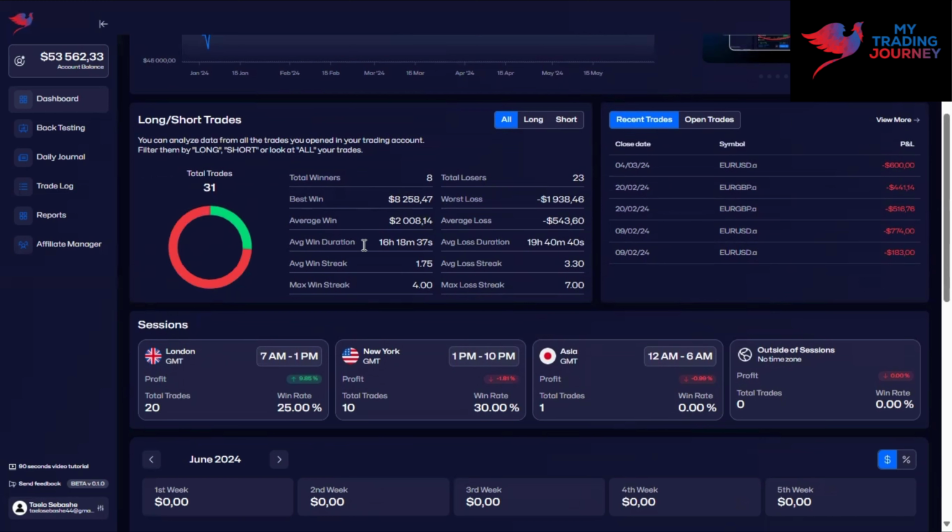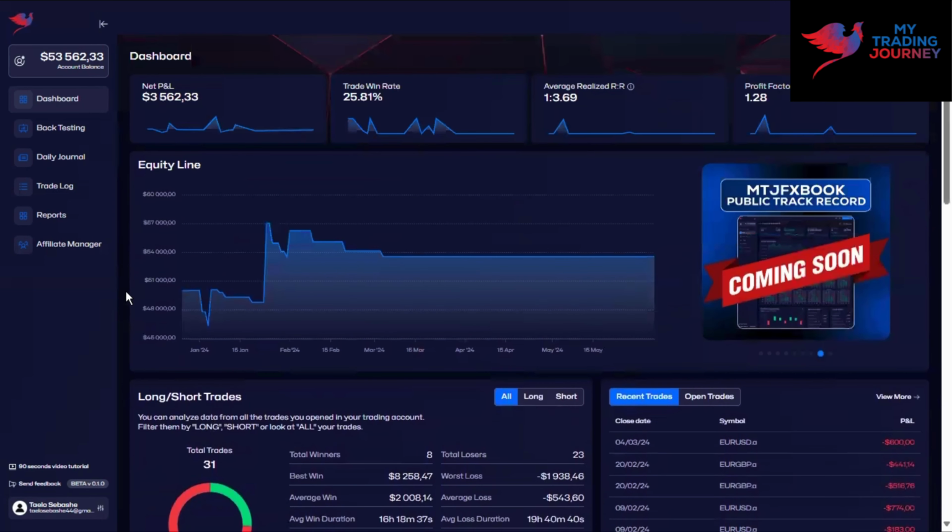It also shows you your best win, which on my account was 8,258. My average win is 2,000. Worst loss was 1,938. Average loss, so on and so forth. Okay, so check them out.